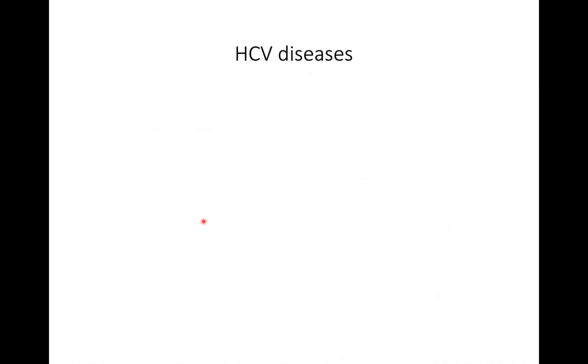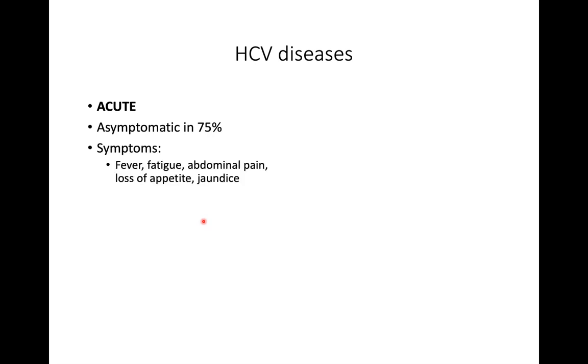Okay, so let's look at the different types of diseases that hepatitis C causes. First up, we have the acute disease, the initial infection. This is actually asymptomatic in about 75% of cases. So a lot of people who get hepatitis C have an asymptomatic infection, they may clear it or they may progress to chronic disease. Those that do experience symptoms, this will sound familiar. This sounds like hepatitis B. Fever, fatigue, abdominal pain, loss of appetite, and of course, jaundice.